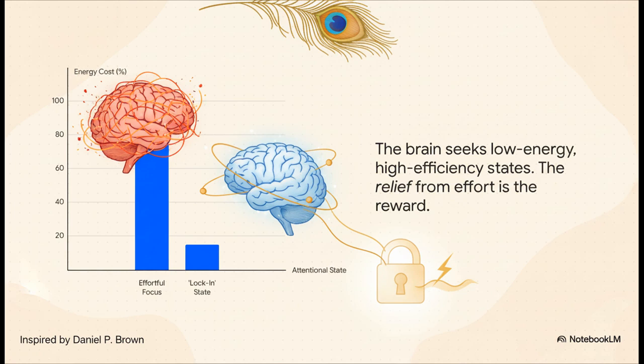I mean, look at this. The difference in metabolic cost is just staggering. Effortful, forceful concentration is incredibly expensive for your brain. It burns a ton of energy. But when you find that lock-in point, the energy cost just plummets. Your brain is literally designed to seek out these low-energy, high-efficiency states.